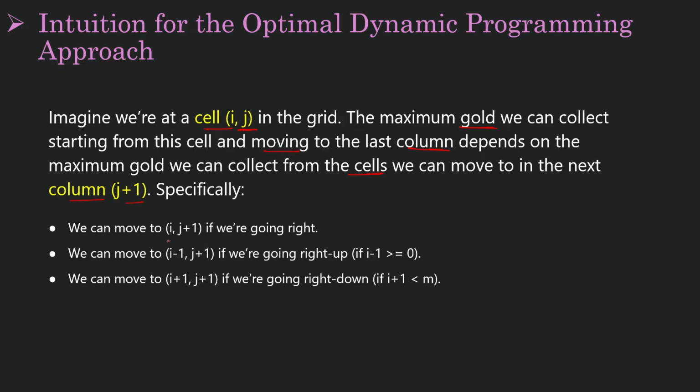Specifically, we can move to (i, j plus 1) if we're going right. We can move to (i minus 1, j plus 1) if we're going right up, if i minus 1 is greater than or equal to 0. We can move to (i plus 1, j plus 1) if we're going right down, if i plus 1 is less than m.